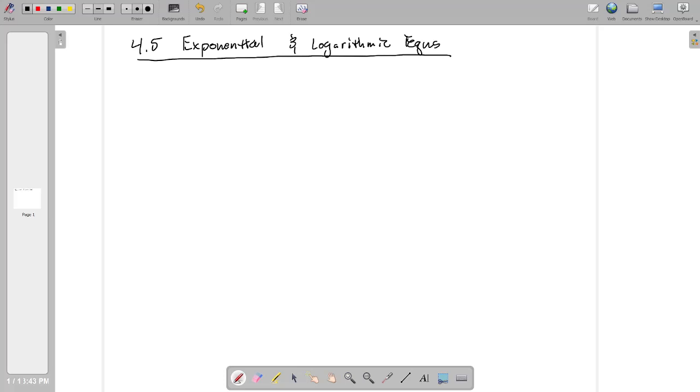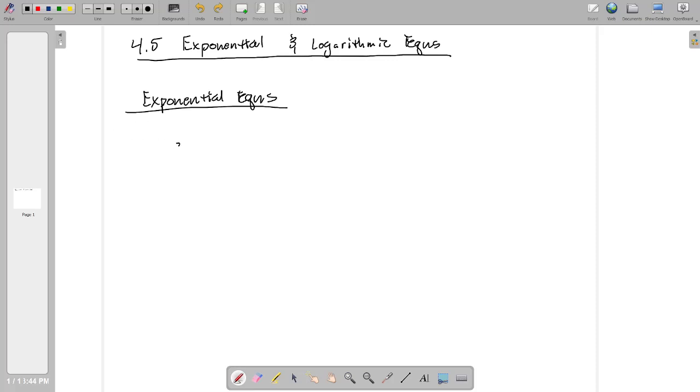Today we're going to talk about exponential and logarithmic equations. Let's start with exponential equations. This section is actually a very good section. We're going to talk a lot about how to solve for x when we have an exponential in our equation.